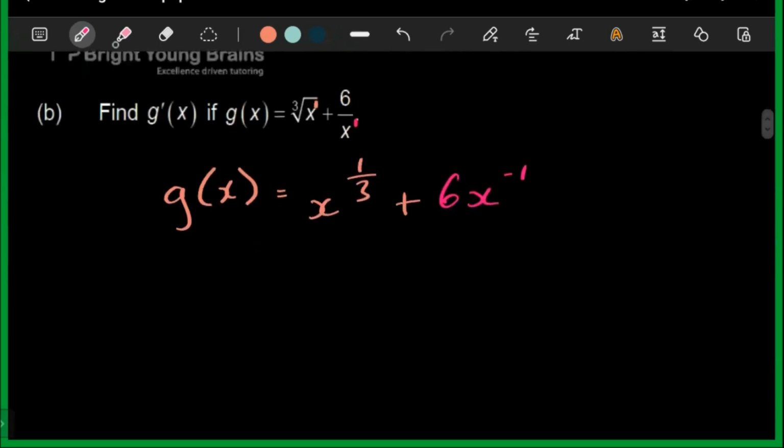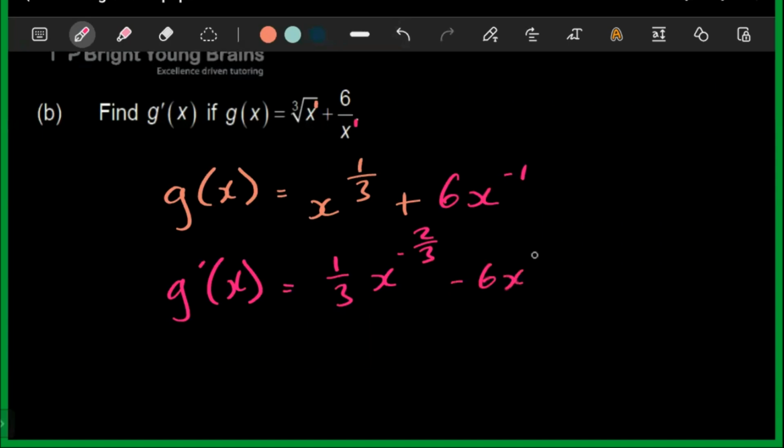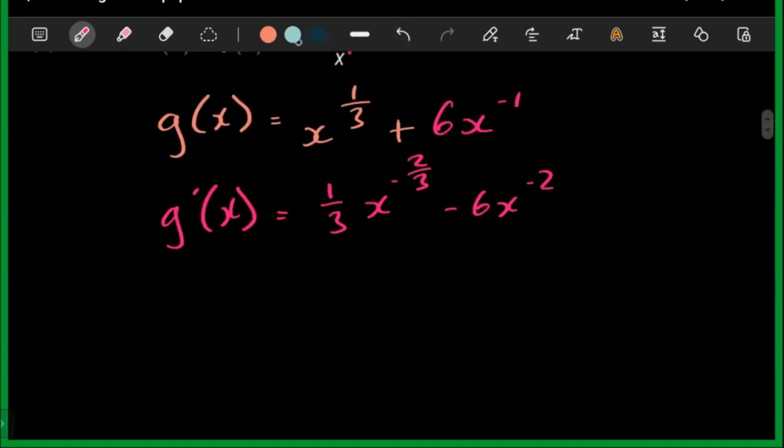Now you can differentiate. So differentiating this, you can have 1/3. If you remove 1 from there, you're going to have negative 2 over 3. And then here, negative 1 times 6 is negative 6. Negative 1 minus 1 is negative 2.